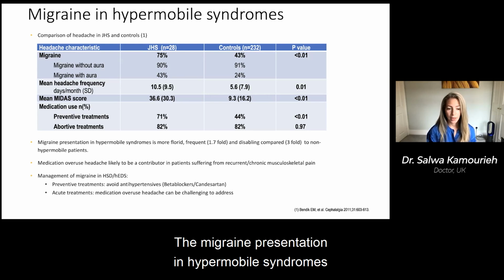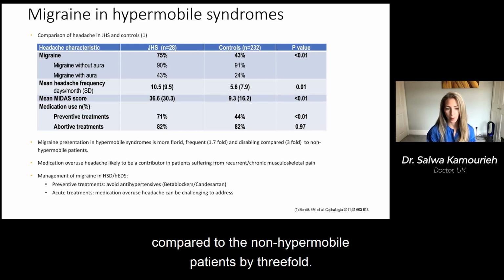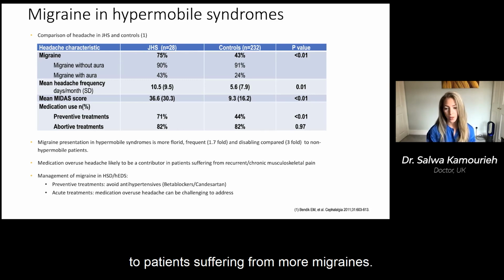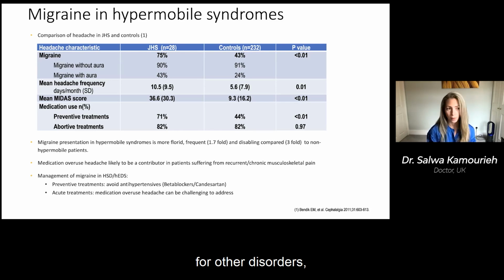The migraine presentation in hypermobile syndromes is florid and frequent and is much more disabling compared to the non-hypermobile patients by 3-fold. Medication overuse may be a likely contributor to patients suffering from more migraines. However, this is probably going to be related to the fact that they're using the painkillers for other disorders, such as the chronic musculoskeletal pain.